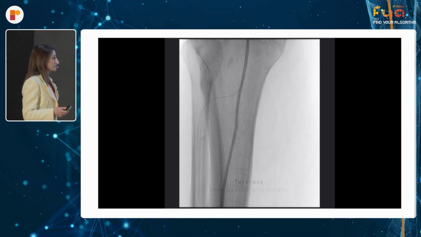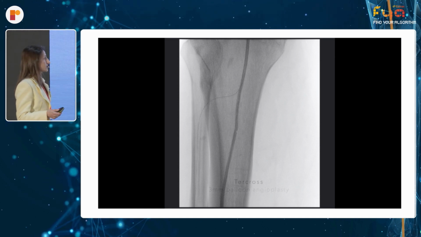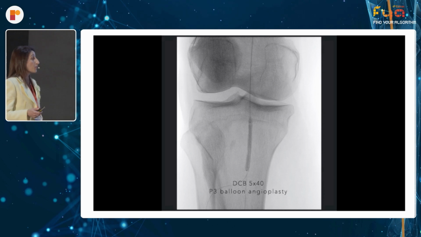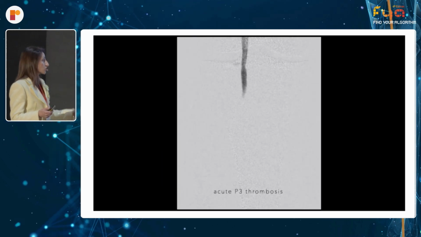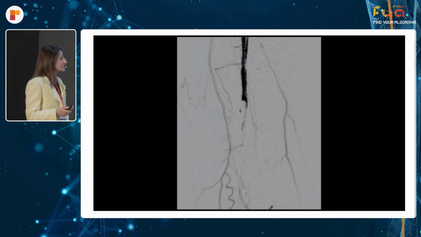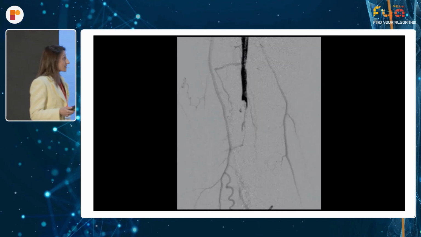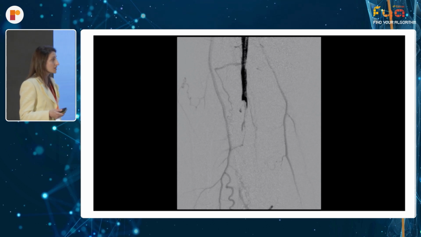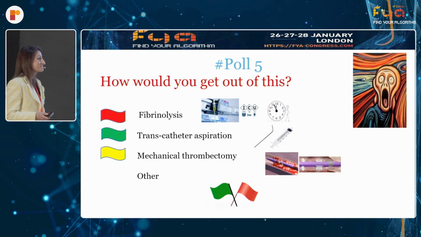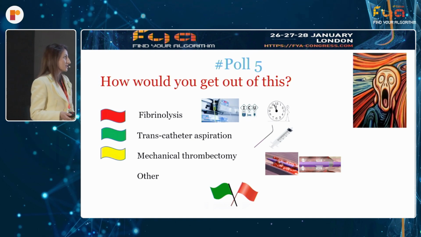And you didn't touch the AT, so you just left everything in. Yeah, just to protect the ostium of the AT. And then we decided to treat the popliteal, which is a shorter lesion, 40 millimeters, with a 5 by 40 millimeter DCB balloon. But unfortunately, as you can see, what we had on the completion angio was an acute thrombosis of the P3 segment. So how would you get out of this dramatic situation?